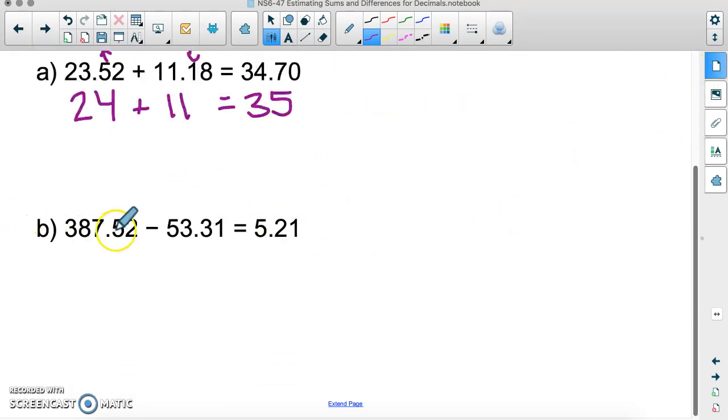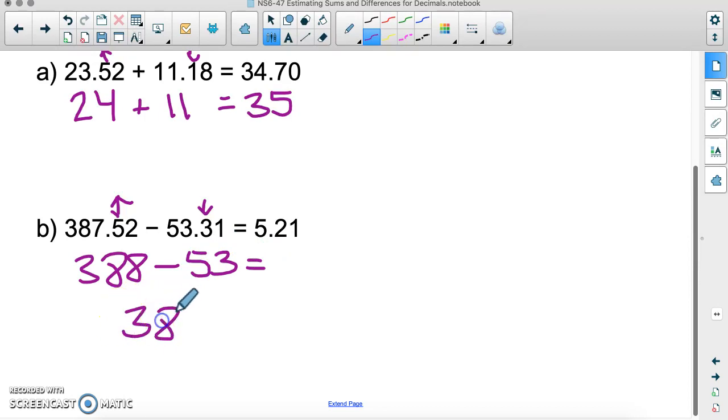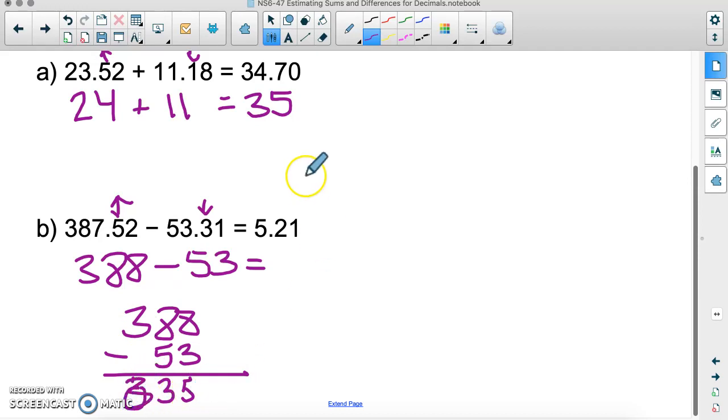They're very close to each other. Let's look at B. It's 387.52. This tells us to round up, sorry. So 388 minus, look at the 3, it tells us to go down, so 53. This is equal to, so I need an algorithm to do this, so 388, 53 underneath, lining up the digits, so 8 minus 3 is 5, 8 minus 5 is 3, 3 minus 0 is 3. Wow. So the answer is 335. So is this reasonable? The answer is no, it's not reasonable. These answers are very different.